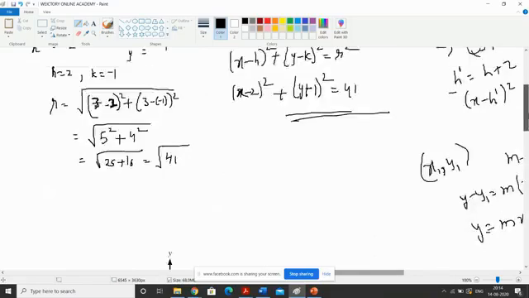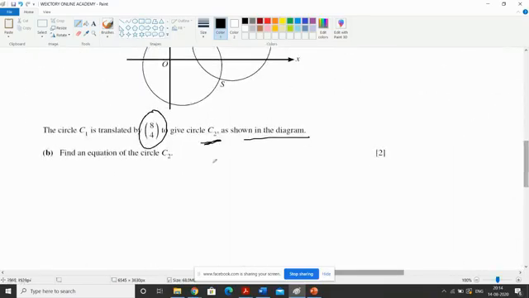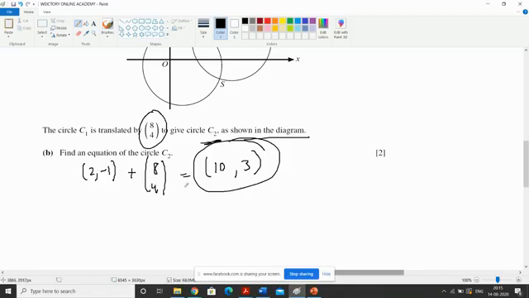The only thing we need to find out is the new center. The original center was (2, -1). To find the new center, you just need to translate by (8, 4). You will get the new center as 2 plus 8 is 10, and -1 plus 4 is 3. So (10, 3) will be the new center.